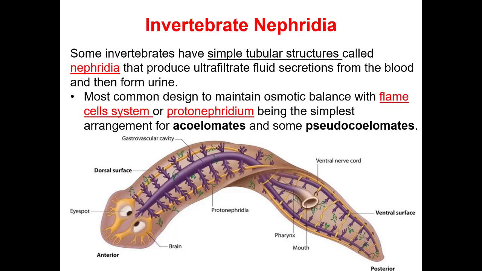This is the most common design used to maintain osmotic balance, and it uses a flame cell system or protonephridia as a simple arrangement observed in the acoelomates and in certain pseudocoelomates, like our example here. This protonephridia system, shown in green, is labeled protonephridia, so you can see my cursor right here. This is made of highly branched ducts that extend out into all parts of the body.